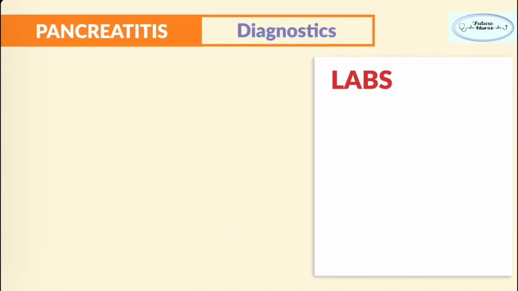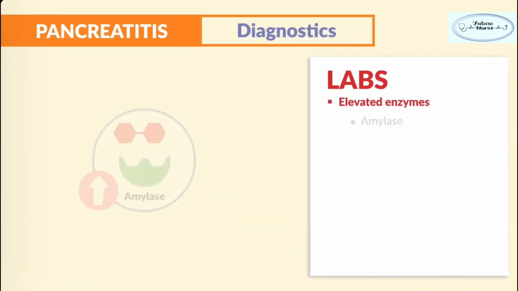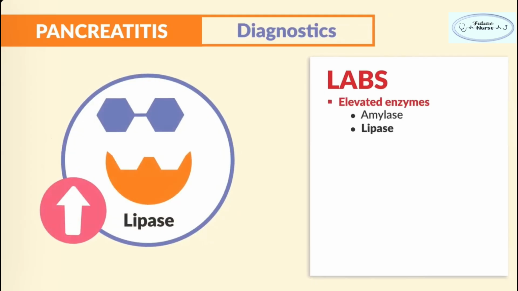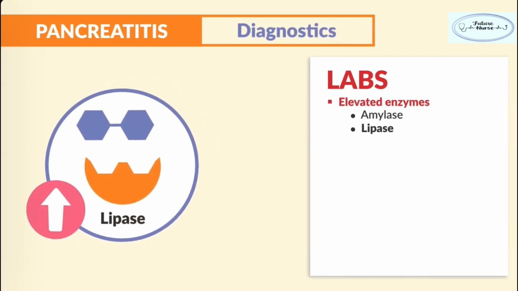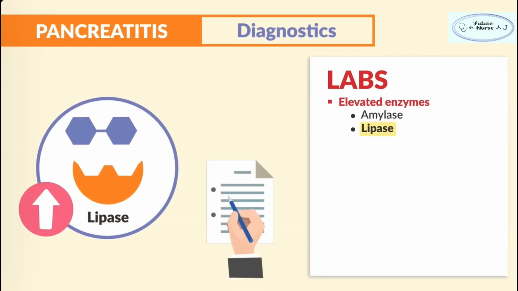In terms of labs, we have elevated enzymes, specifically amylase and lipase. Now, lipase is the biggest one here. Write that one down. It's always the most indicative of pancreatitis, so it's the most tested.